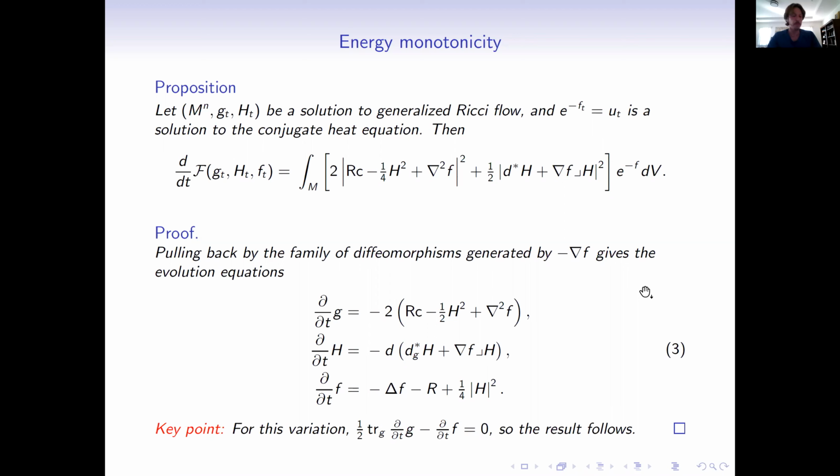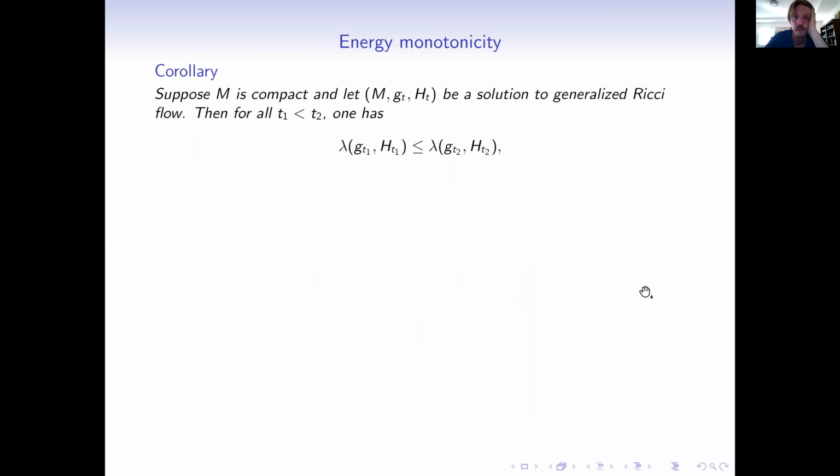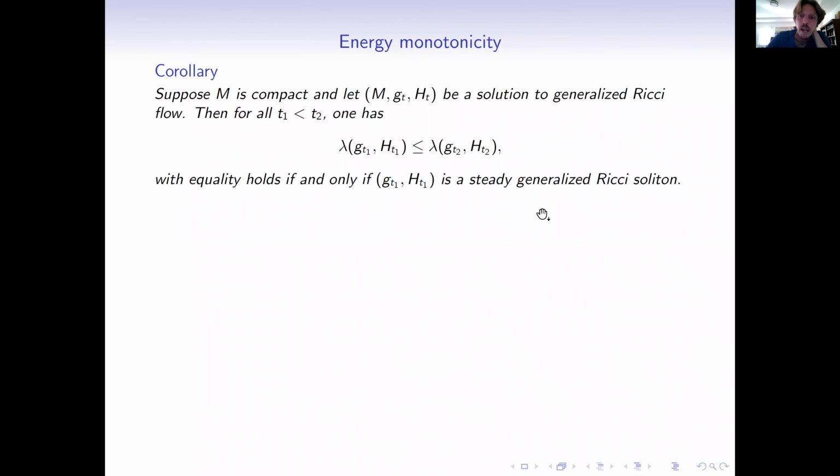I was gonna say, lately we've been going beyond 2 o'clock, and I was gonna say a few words about that, not a lot, but the short answer is yes, there are. So let me just briefly say how to actually prove this energy monotonicity. Suppose M is compact and you have a solution to generalized Ricci flow. Then for all times t1 less than t2, lambda at time t1 is less than lambda at time t2. And equality holds if and only if you're a steady generalized Ricci soliton.